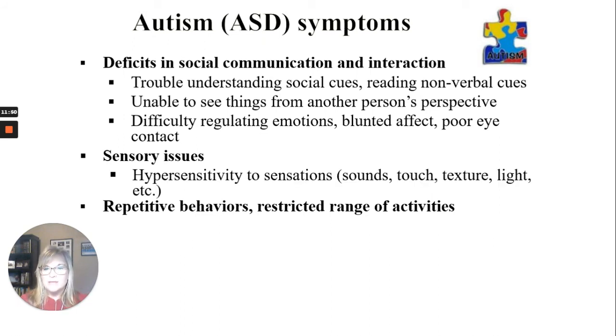They also often have sensory issues where they're really hypersensitive to certain things. They don't like bright lights. They might not like certain textures. Certain sounds may really irritate them. A lot of kids with autism will want to wear that same soft shirt all the time, and they refuse to wear anything else.